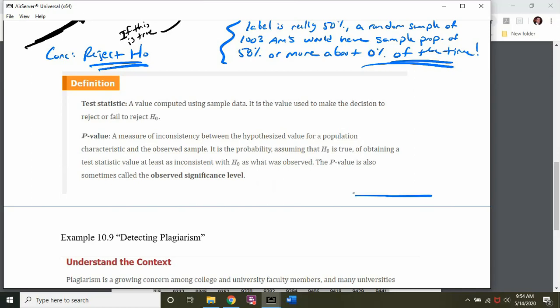So here's our normal distribution. We think that's the value centered at H sub 0. Well, what's the likelihood? The p-value is based on our sample value. If we get a sample proportion up here, we're calculating the p-value. The p-value also sometimes is called the observed significance level.